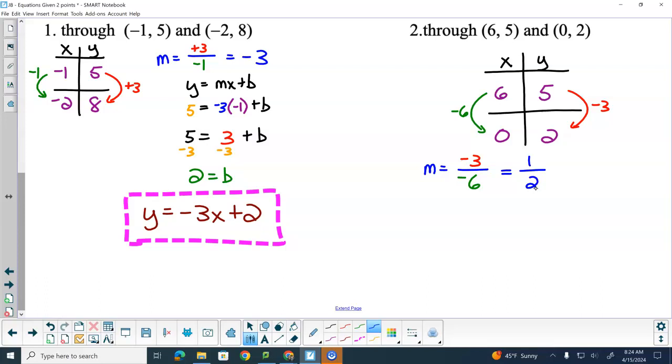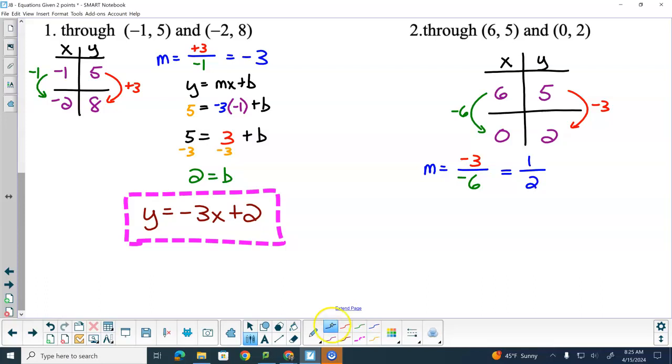Which point do you want to choose? Top one or the bottom one? Give me another chance. Do you know why? Because 0 is your best friend. Anytime that you have a 0 in a point, that's the point that you want to choose, because it makes stuff go away. You know what I mean? Less math. Okay? So we're going to try that bottom one.